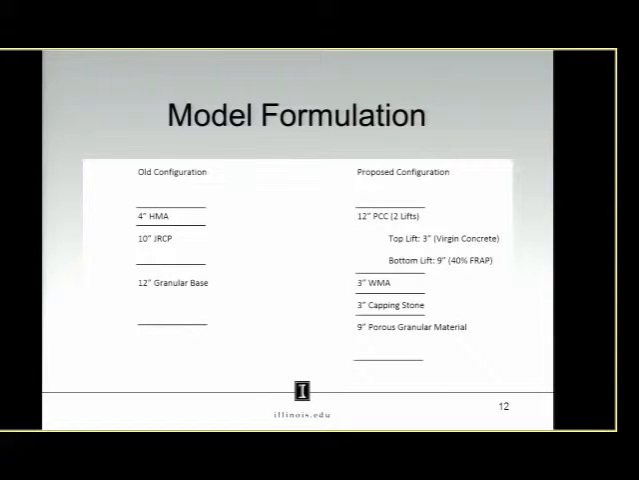And then you can see for the proposed configuration, we have a concrete top, but it's not uniform throughout the entire 12-inch layer. So we had to break this up into two layers because each layer also needs to have a uniform design. So the virgin concrete layer has a uniform design of supply and demand, and then the same thing is similar with the 9-inch FRAP version of the concrete.